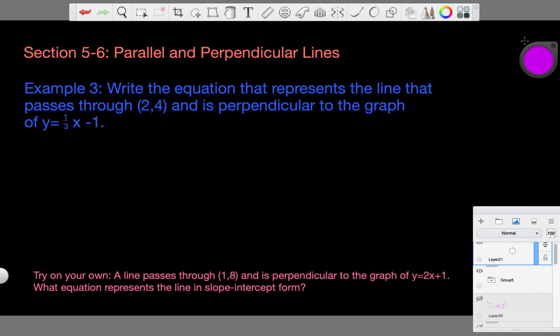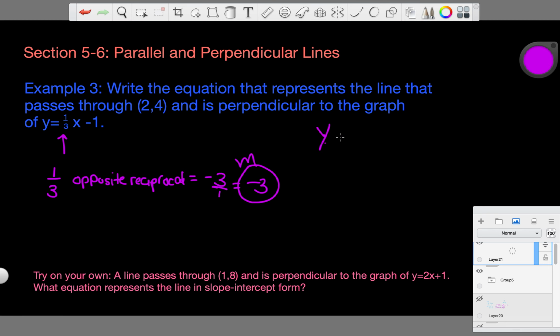All right, and the last one says that it wants us to write an equation that represents the line that passes through (2, 4) and is perpendicular to the graph of y equals 1/3 x minus 1. So the slope of this graph is 1/3, and I want the opposite reciprocal. I need to flip my fraction and make it negative, so it becomes -3 over 1, which is just -3. I'm going to use this as my new m.